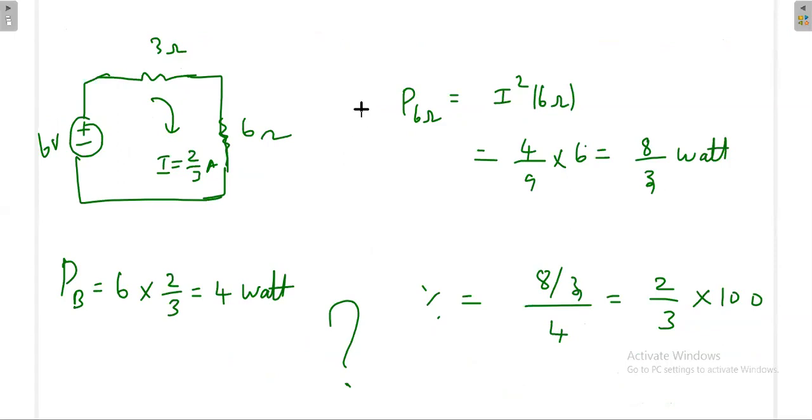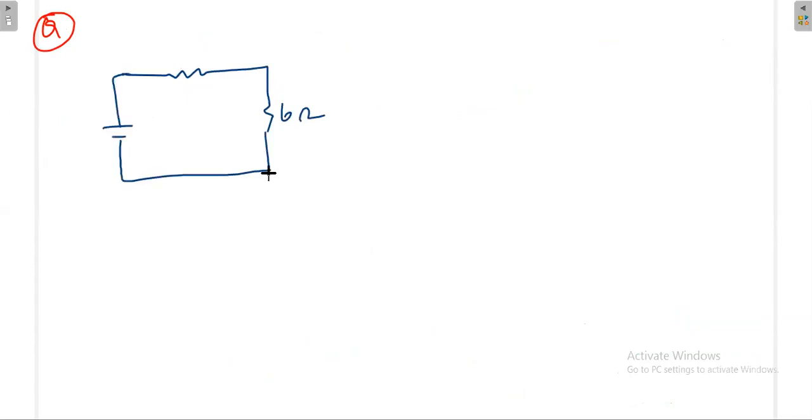Okay, now I'll take another problem, another question. A 6 ohm resistor and a 9 volt battery. This is variable, but I am interested in something else. See, the circuit is given like this. This is the source resistance. You are given provision to vary this RS, but I am not interested in the power across this RS. I am interested in the power across 6 ohm.